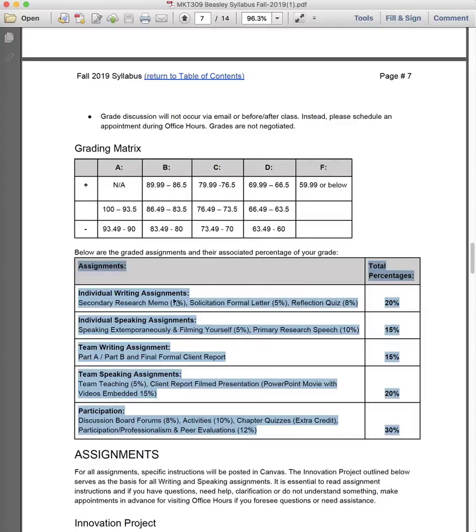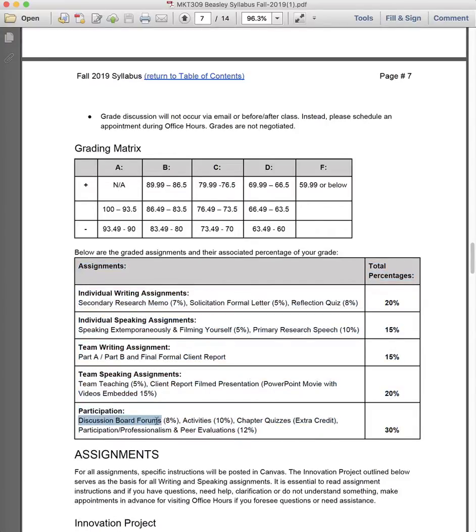All right, so you will see that there will be some individual writing, some individual speaking, team writing and team speaking, and then participation. And each of these have different categories within it. So for example, for the participation, there are discussion boards. I think there's 5 or 6 throughout the entire semester. Activities that will be coming up almost daily for class periods. Chapter quizzes are extra credit that will count into this participation if you do them. And the biggest portion of this is your participation, professionalism, which I give you, and then peer evaluations that are done 4 times by your group members within the semester.